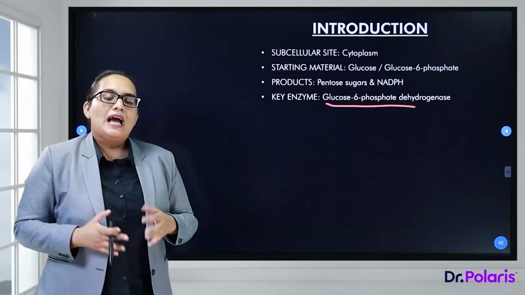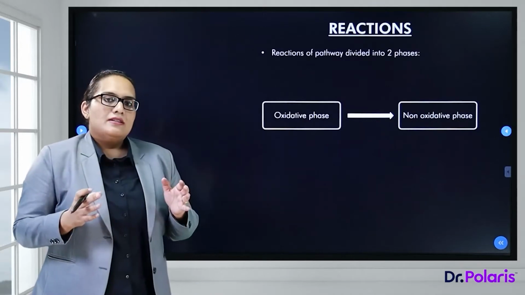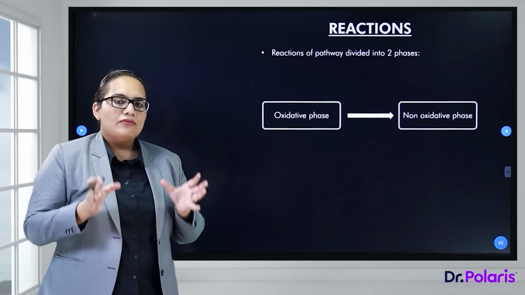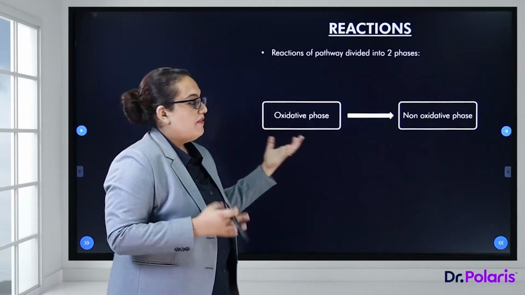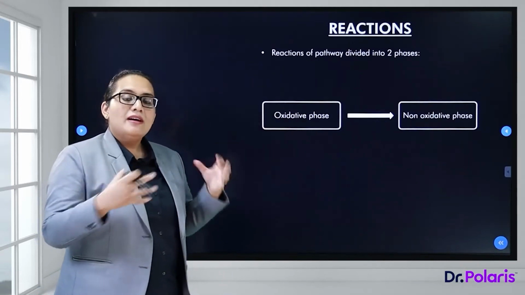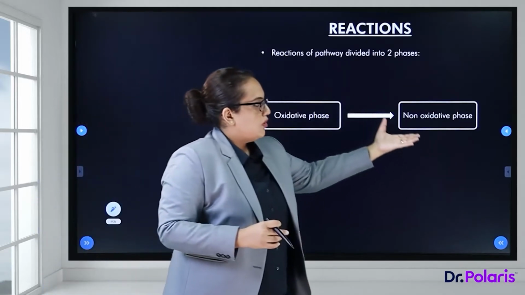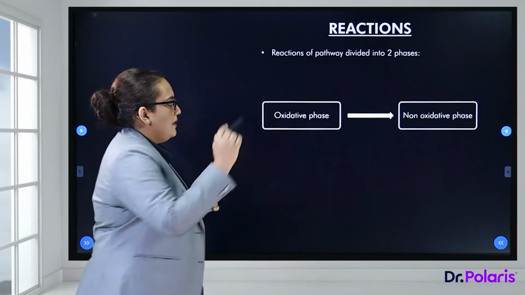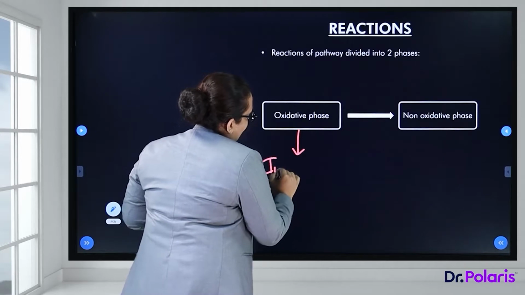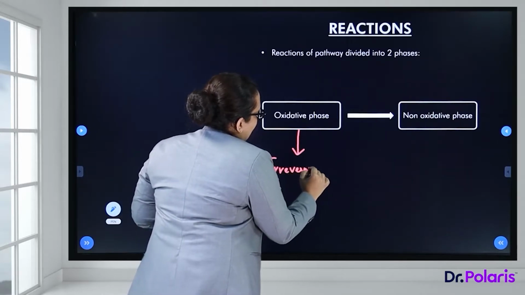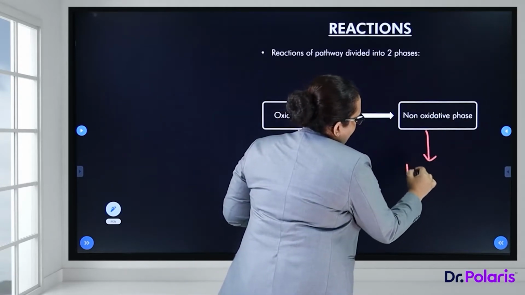So now let's have a look at the reactions of the pathway. So as I've said earlier, the reactions of the pathway are divided into two phases. So first we have an oxidative phase where hydrogen is removed from the different intermediates present in this phase. And then we have a non-oxidative phase. So you should remember the oxidative phase mainly contains irreversible reactions. And the non-oxidative phase contains reversible reactions.